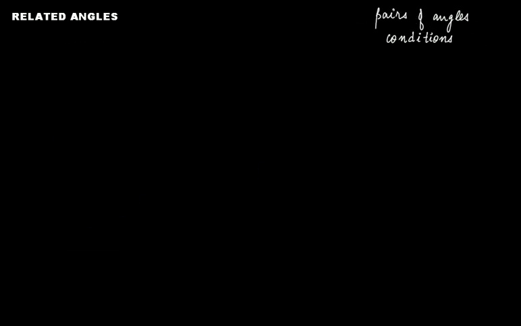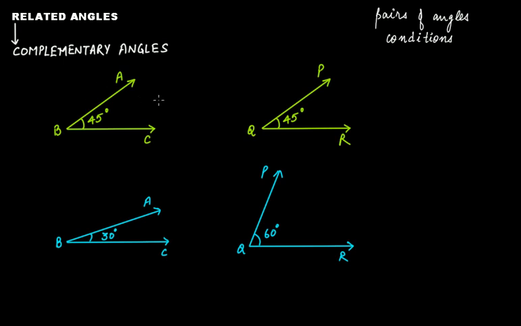So the first one is complementary angles. Complementary angles are those related angles in which the sum of the pair of angles is equal to 90 degrees. So this is angle ABC and this is angle PQR. If you add angle ABC and angle PQR, that is 45 degrees and 45 degrees, what will you get? You'll get 90 degrees. So we'll say that this pair of angles, ABC and PQR, is actually complementary angles.